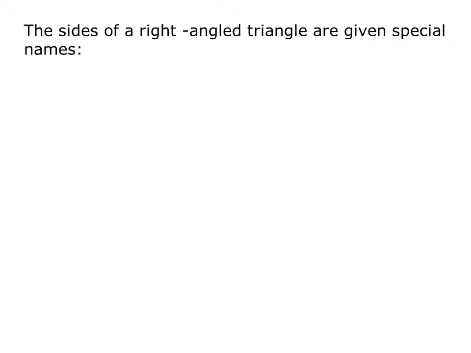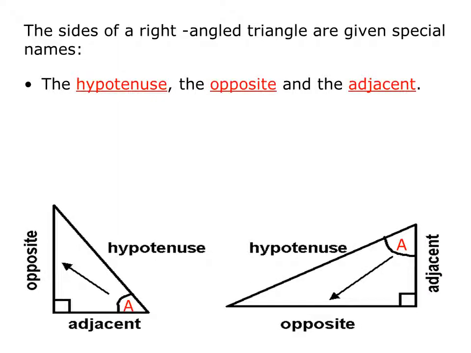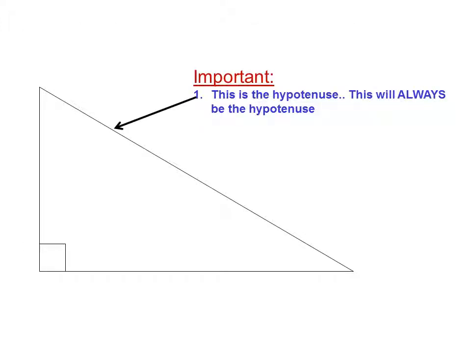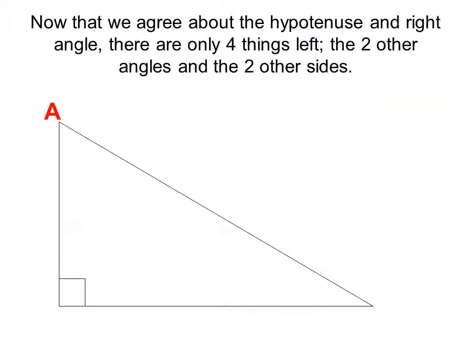The sides of a right angle triangle are given special names: hypotenuse, opposite, and adjacent. The hypotenuse is the longest side and is always opposite the right angle. In this triangle, this is the hypotenuse. This will always be the hypotenuse. This is 90 degrees, which makes the right angle a right angle. Without it, we cannot use trigonometric ratios.